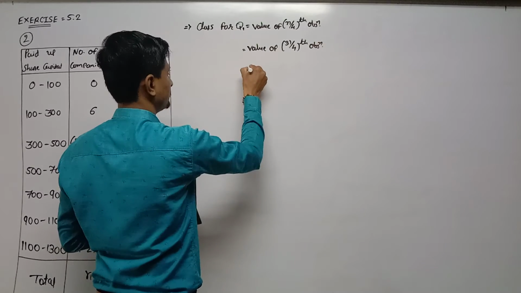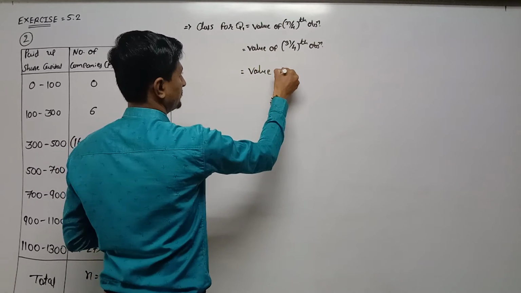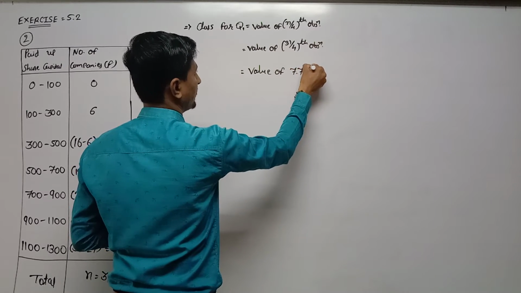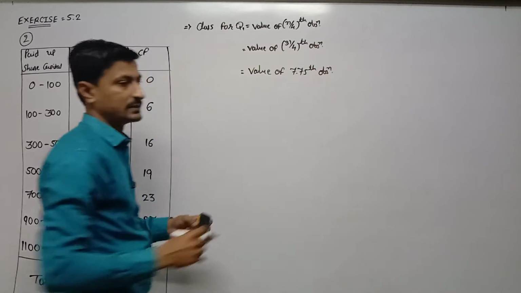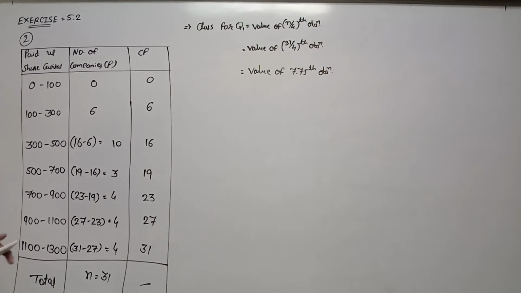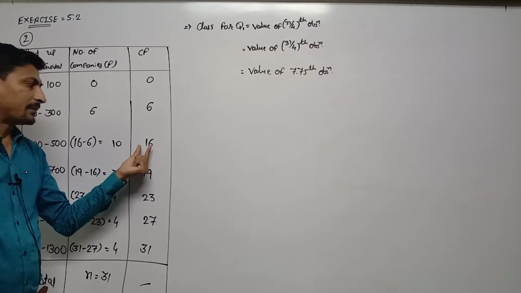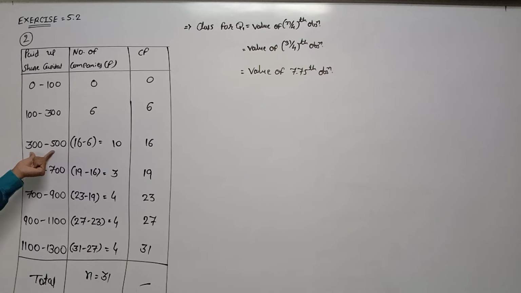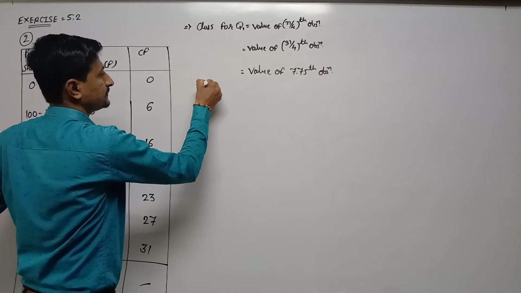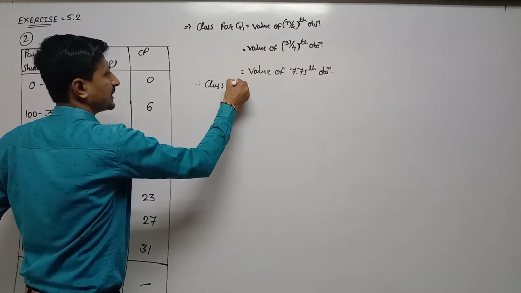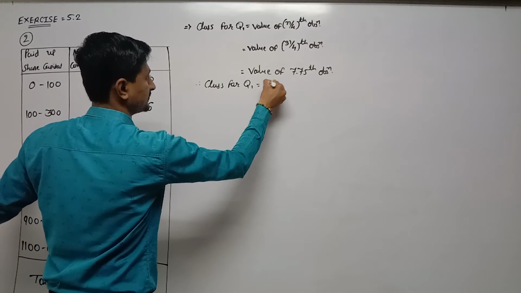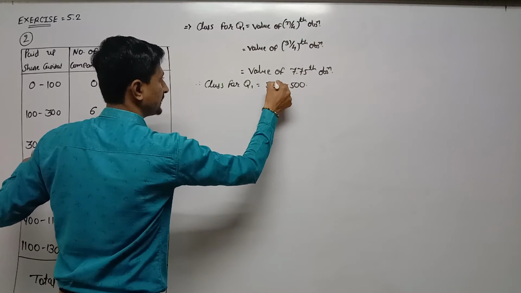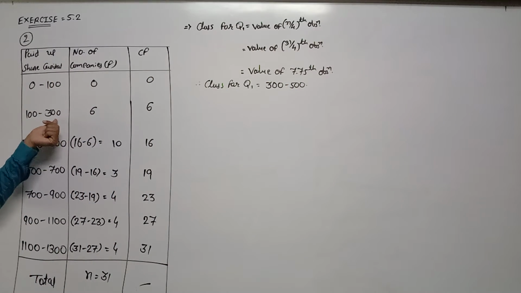Value of 7.75th observation, using calculator, 31 by 4. Check it, 7.75. It means the 7th and 8th observations are included in the CF column 16, and that class is 300 to 500. Therefore, class for Q1 is 300 to 500. Preceding class upper limit is 300 and quartile class lower limit is also 300.